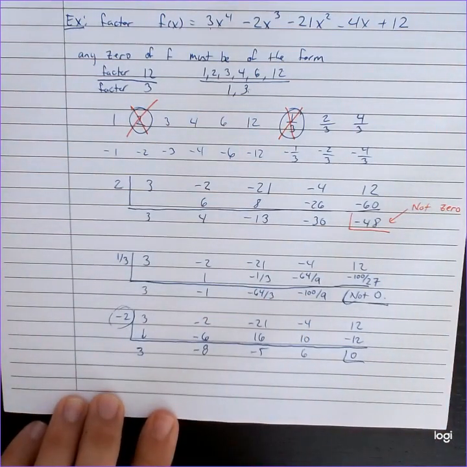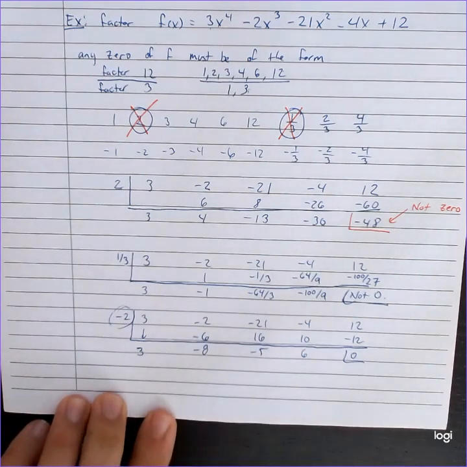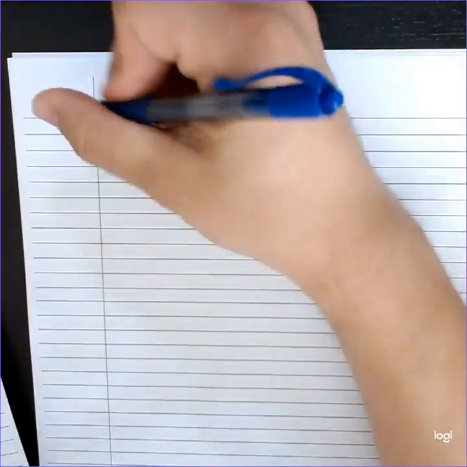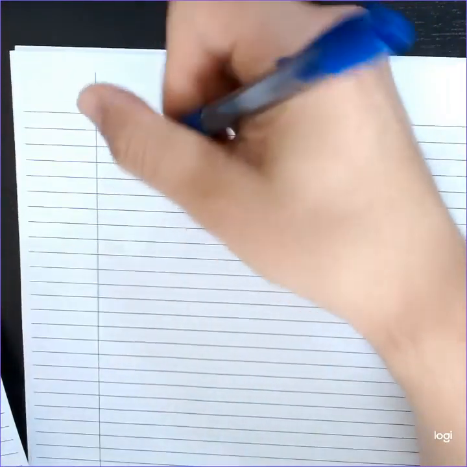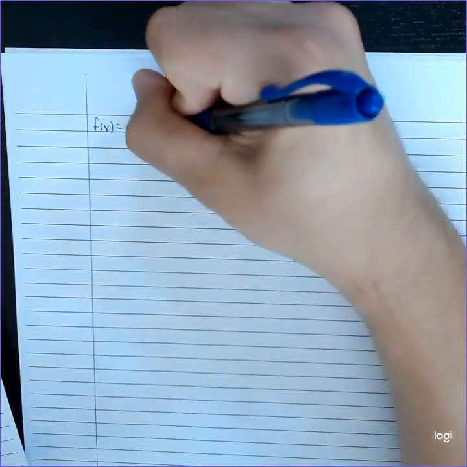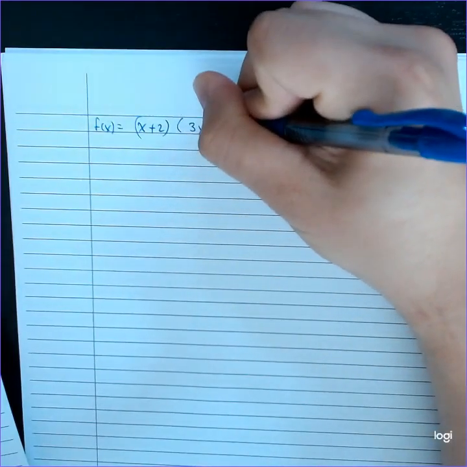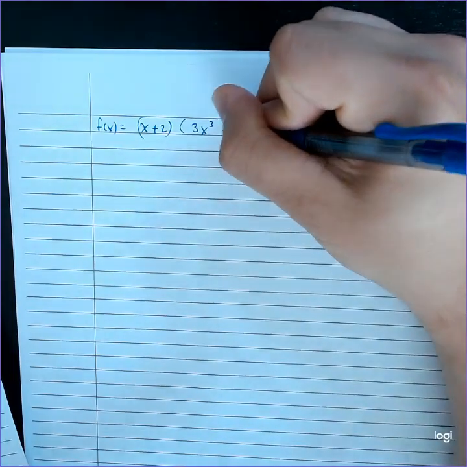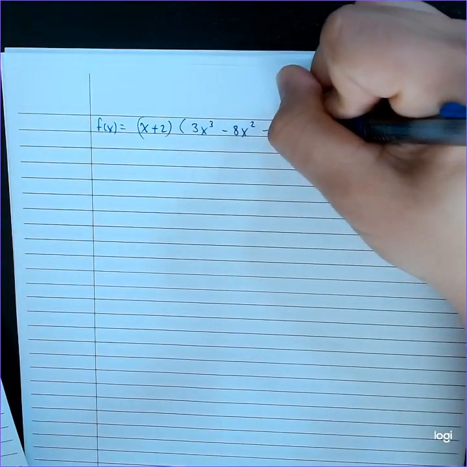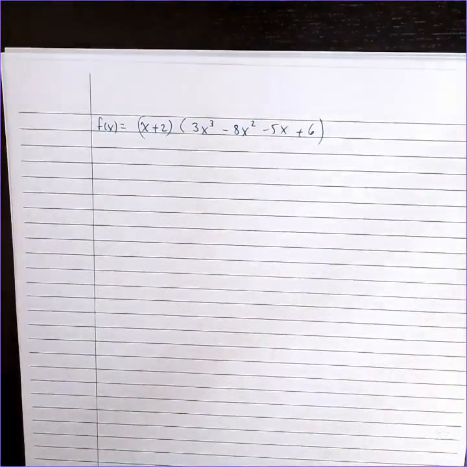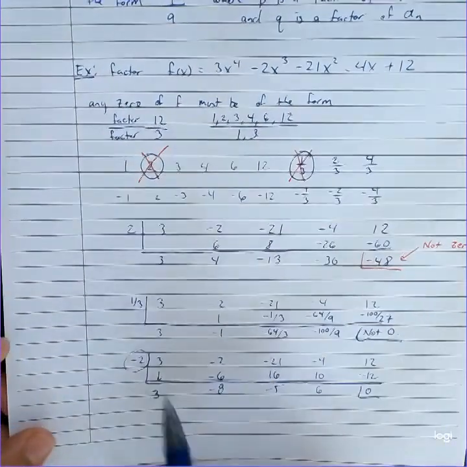And so, using my factor theorem, I get that x minus this number is one of my factors. This is another one of my factors. So what I have so far is f of x is equal to x plus 2 times 3x to the third power minus 8x squared minus 5x plus 6. Just like that. Note that that's just, okay, we found one of our zeros was -2.